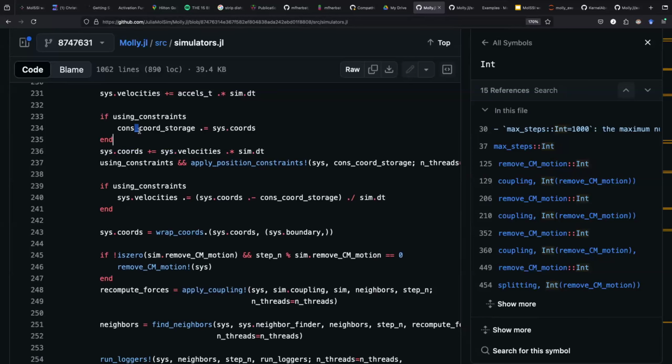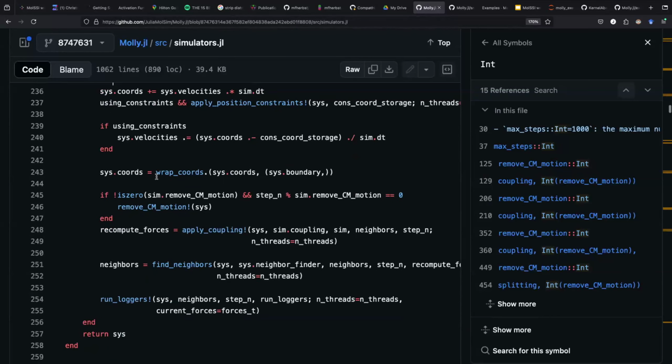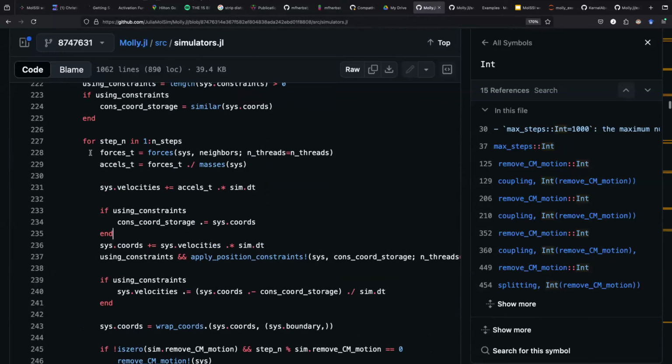And then most of the rest of the code is just complexities around constraints. A constraint, for those who don't know, is, let's say you have a bond and you don't want it to vibrate, you just want it to stay fixed. So every time step, when it diverges, you just move it back. And so there's just some complexities around keeping that. But otherwise, this for instance, is the whole Verlet loop.